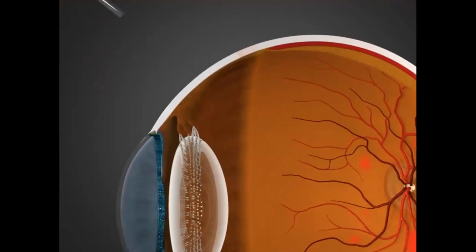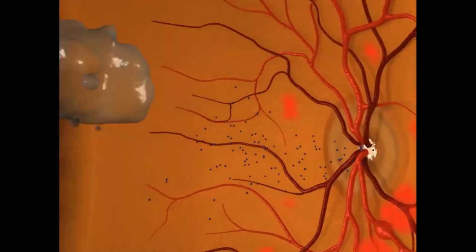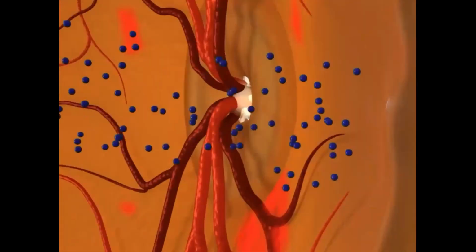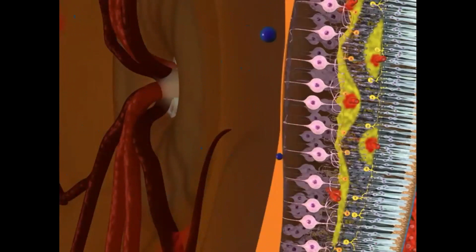You can also develop new blood vessels, so neovascularization, and it's treated much the same way as wet macular degeneration, where we use anti-VEGF injections to cause some of those new blood vessels to involute and shrink away.